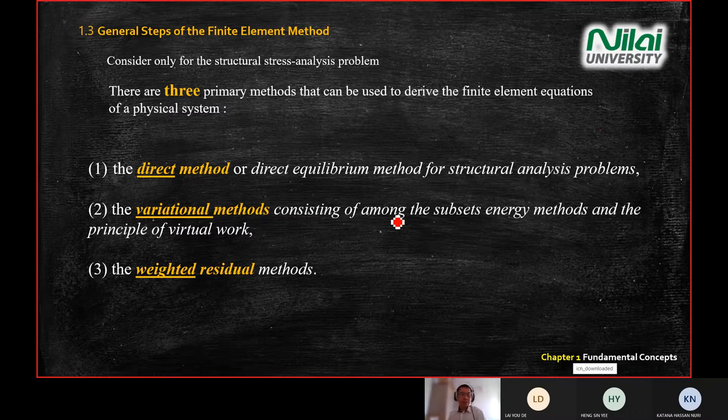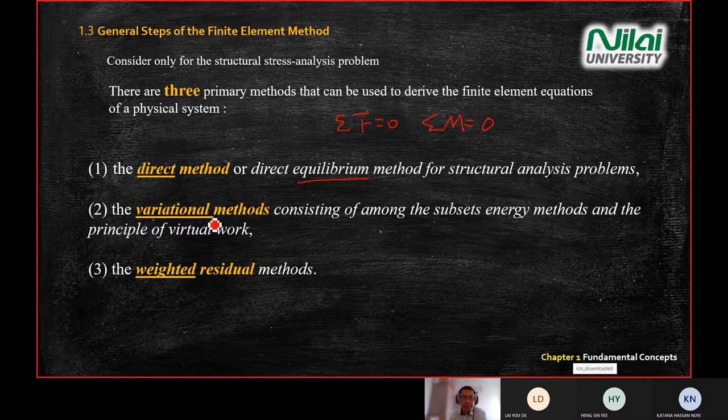So in principle, there are 3 methods that we use for FEM. The first one is the direct method, which uses the word equilibrium that you learned in the previous module, which is all the forces equal to 0, or all the moments equal to 0, and so on. So if everything is in equilibrium, then the parameters inside the system will be equal to 0. So this is the direct method. Okay.